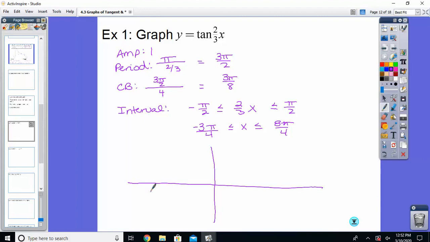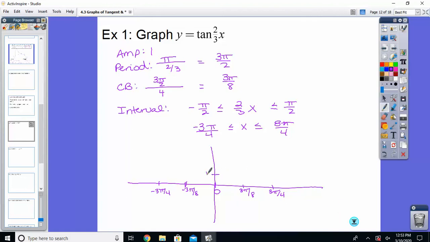So I'm starting at negative 3 pi over 4. Add your count by. We need 5 total points. So plus 3 pi over 8 will be negative 3 pi over 8. Plus 3 pi over 8 is 0. Plus 3 pi over 8 would be 3 pi over 8. Plus 3 pi over 8 would be 6 pi over 8 or 3 pi over 4, which is where we said it should end.